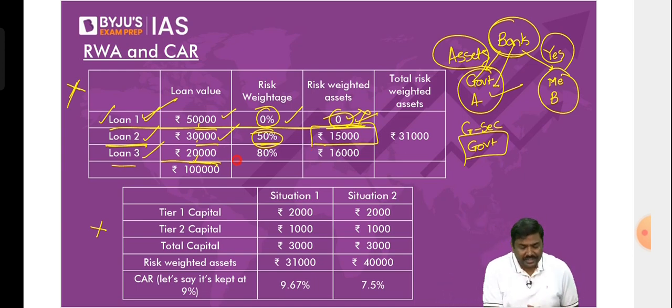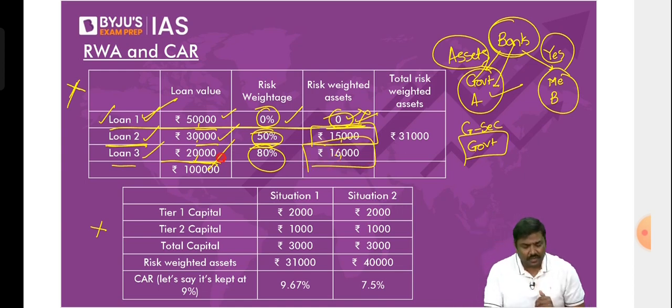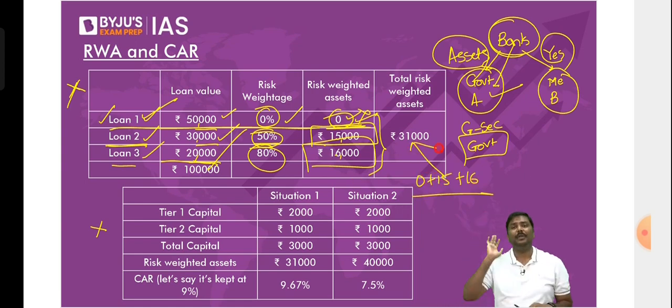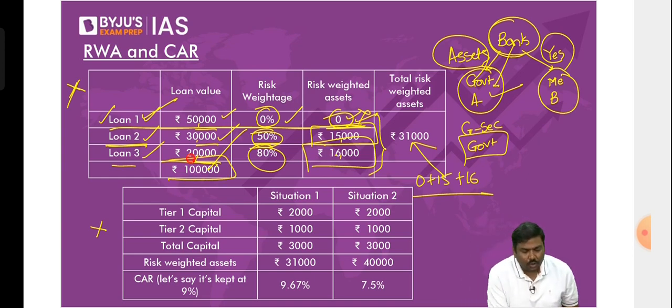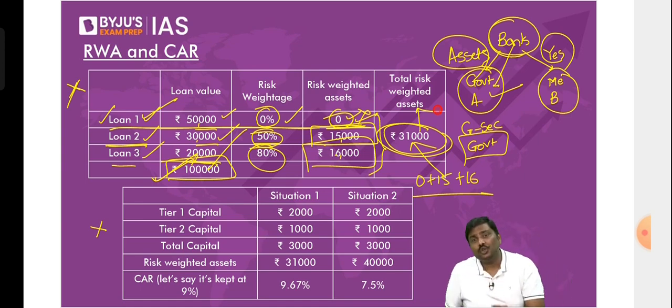What about loan 3? It is 20,000 with an 80% risk weightage. I am saying that I might not be in a position to collect 16,000 rupees from this loan. Now, what is the total? 3 loans have been issued. 0 rupees plus 15k plus 16k. The total is 31,000 rupees. How do I put it in a statement? Out of the total assets of 1 lakh rupees, 31,000 rupees are risk-weighted assets. Are the banks supposed to do this? Of course, yes.